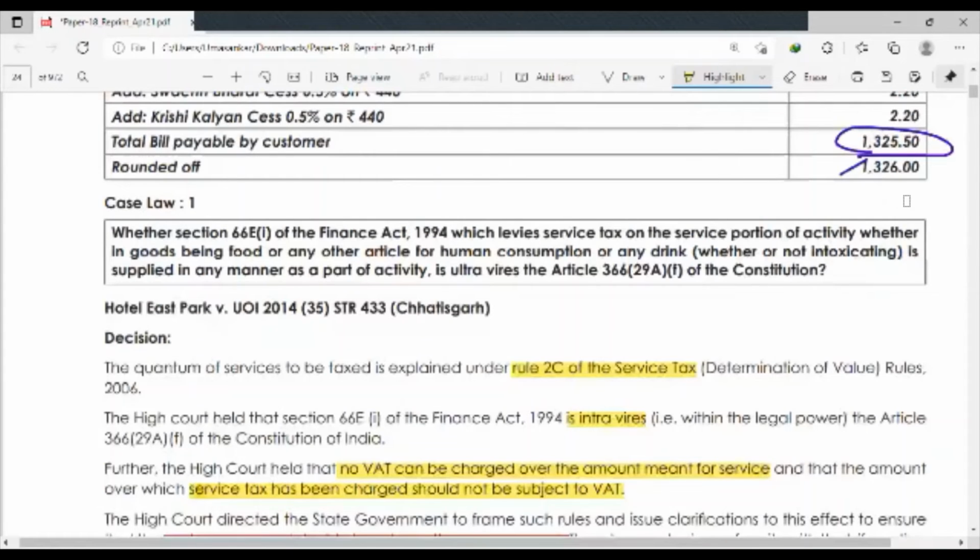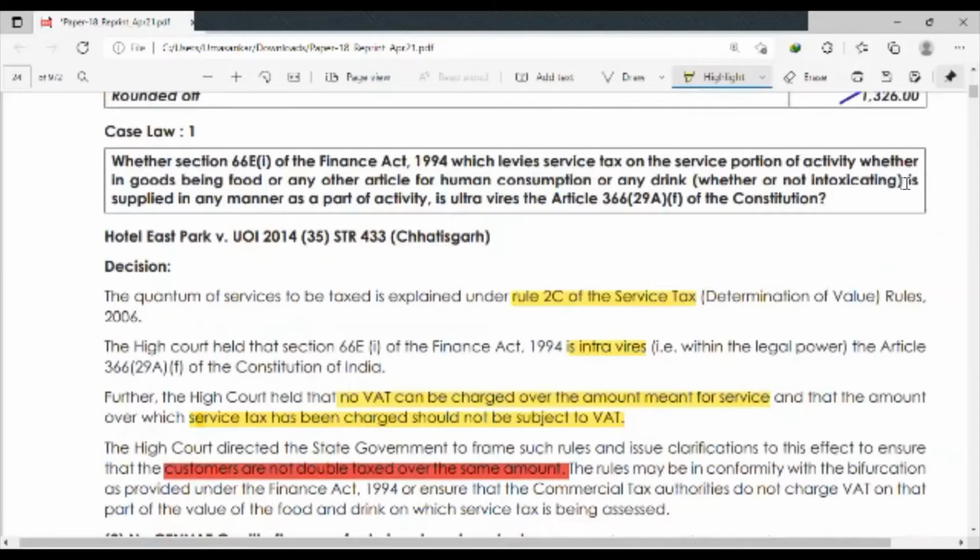Okay. And here a case law is given, you might read this. It will give a broad idea. Here it says Hotel East Park versus UOI, 2014-35 STR 433, Chhattisgarh. The quantum of service is tax.